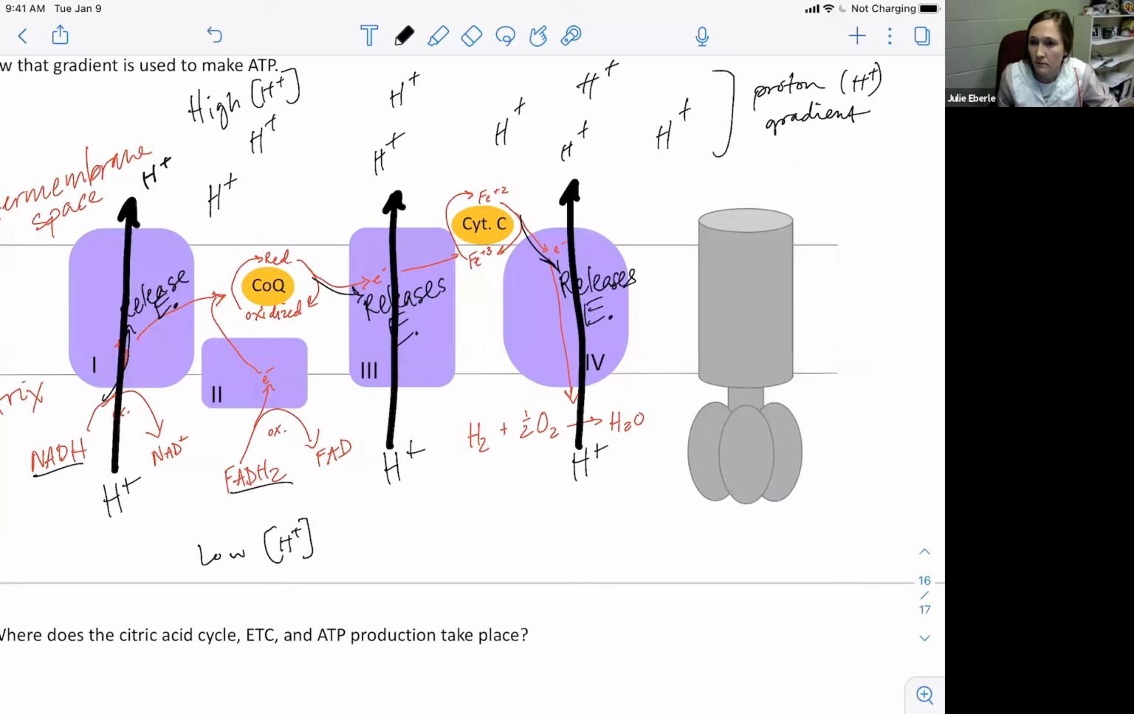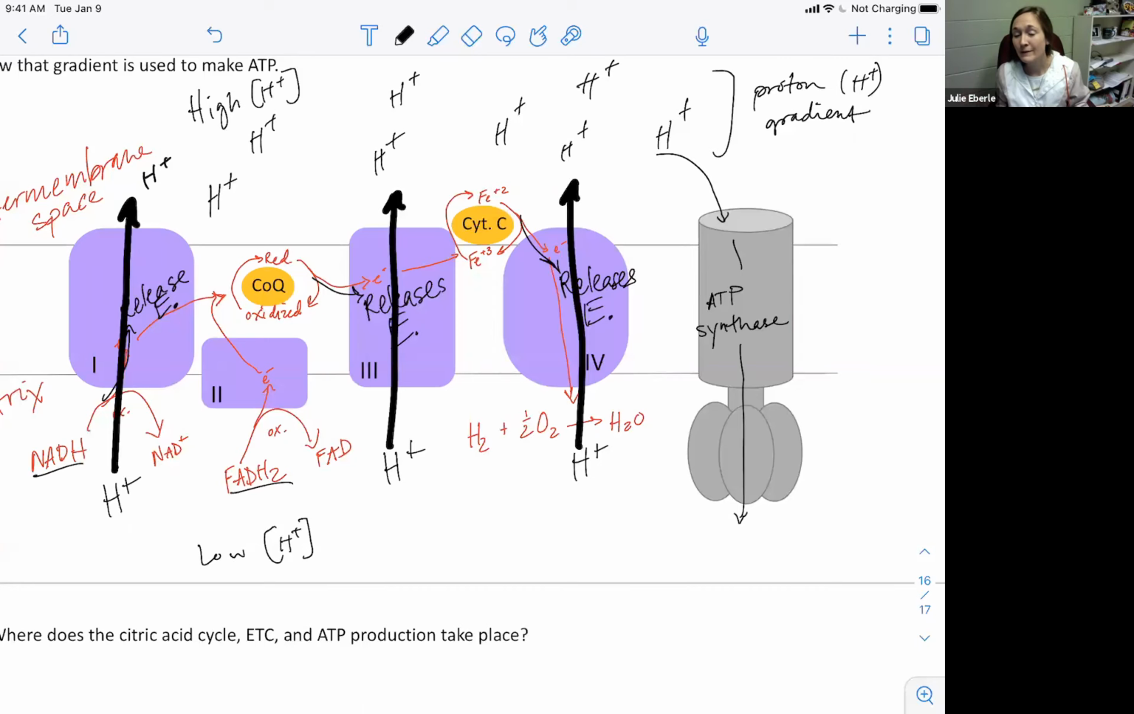Then the hydrogens are pushed through the, right, they go through the ATP synthase. So these hydrogen ions are channeled back through here. Are they moving against their gradient or down their gradient when they're moving this way? Down the gradient. Things that move down their gradient, this is very energetically favorable, okay? Moving against the gradient requires energy.